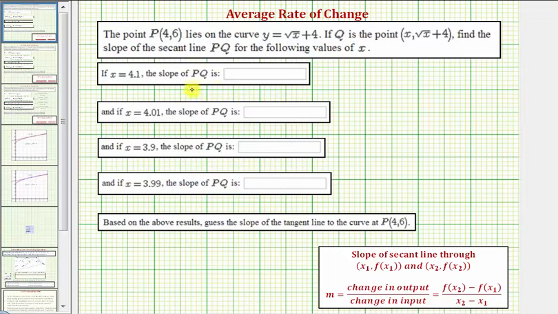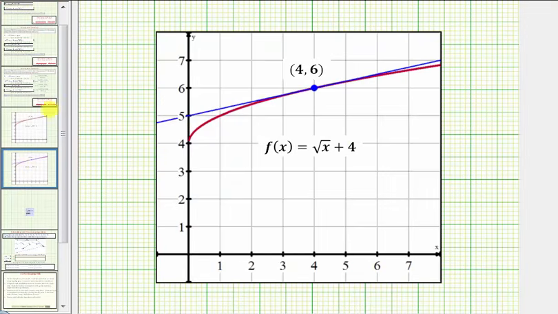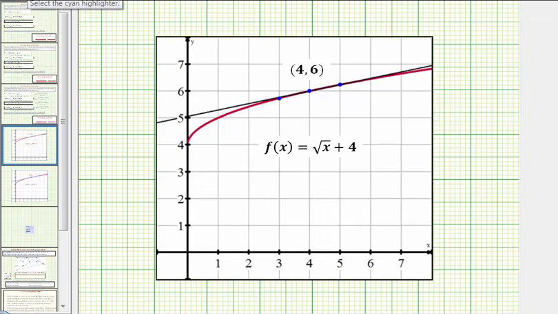Before we find the slopes of these secant lines, though, let's look at this graphically. Again, our ultimate goal is to find the slope of the tangent line at the point (4, 6). And we're going to predict the slope of this tangent line by using slopes of secant lines. So for example, if we decided to find the slope of the secant line through the point (4, 6) and a point to the right of (4, 6) where the point is still on the function f of x equals the square root of x plus 4, it might be this point here.